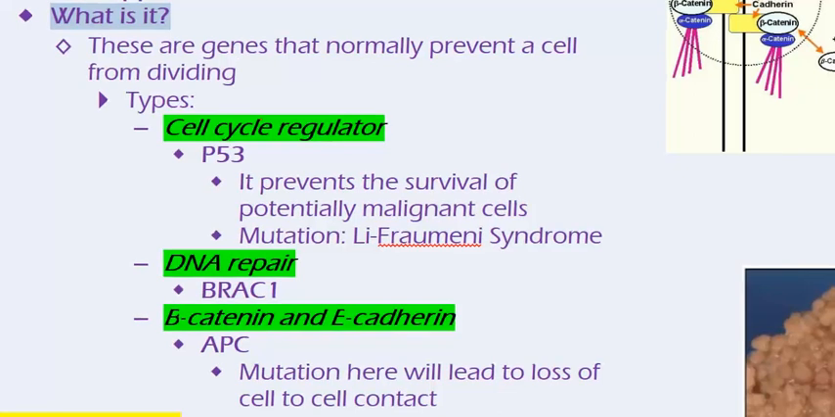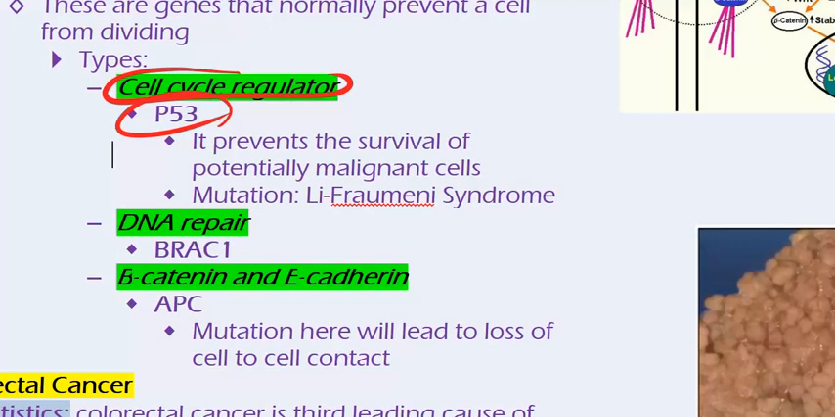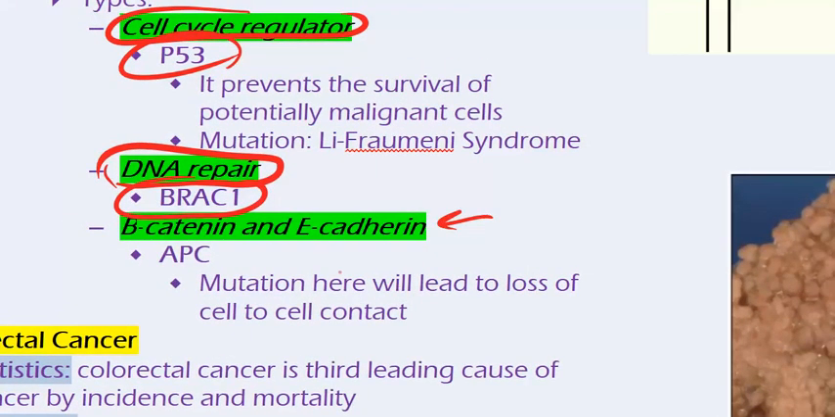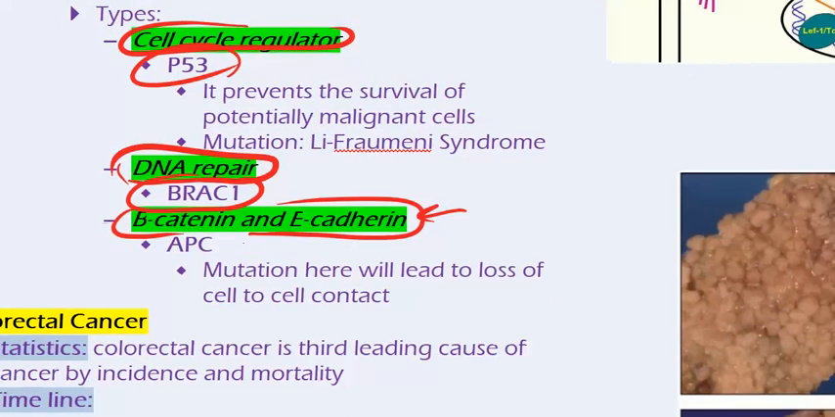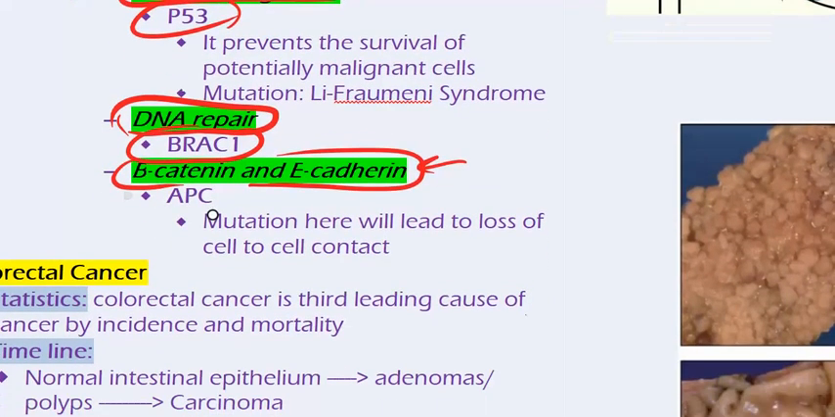So you have a cell cycle regulator, P53. You have a DNA repair gene, BRCA1. And this one is a little bit different, so you have beta-catenin and E-cadherin. I'm going to go into these in a little bit more detail, but I'll point them out first before we go into them. The beta-catenin and the E-cadherin are related to APC. We're going to see that in a little bit.